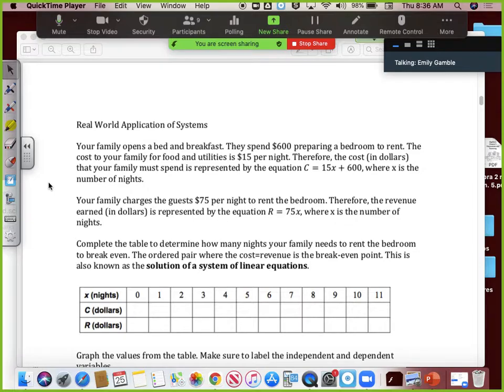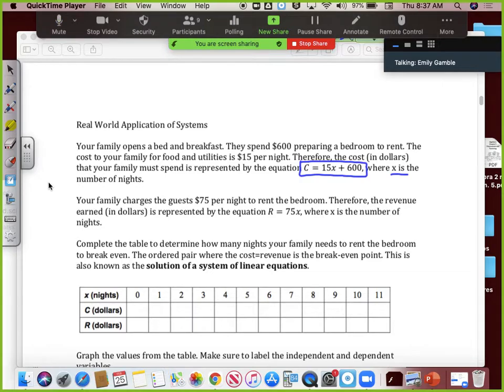Your family opens a bed and breakfast. They spend $600 preparing a bedroom to rent. The cost to your family for food and utilities is $15 per night. Therefore, the cost in dollars that your family must spend is represented by the equation C equals 15x plus 600, where x is the number of nights. So this is one of the equations we're going to be using for this problem. C equals 15x plus 600. They tell us x is the number of nights, and then C stands for the cost.